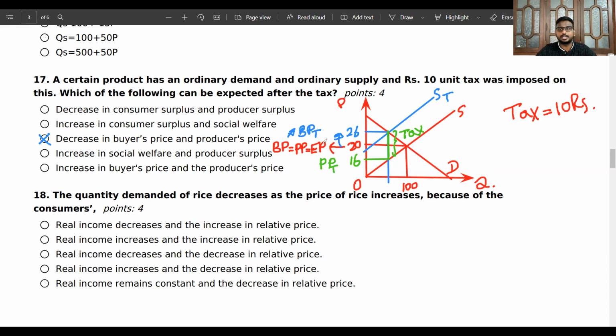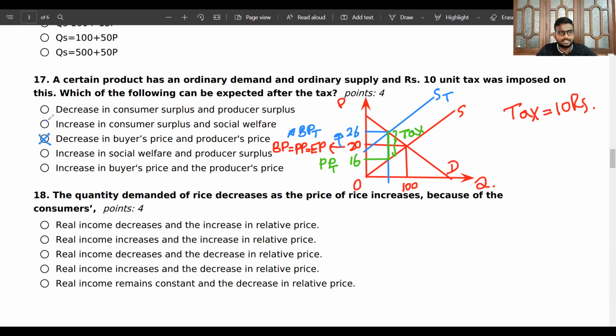So what is the producer price? Earlier the producer sold for 20, they got 20 itself. Now the producer sells for 26, but they get only 16. Producer price has decreased. So the producer price has decreased, the consumer price has increased. So that's why the third answer is out. Right? So that's one thing.